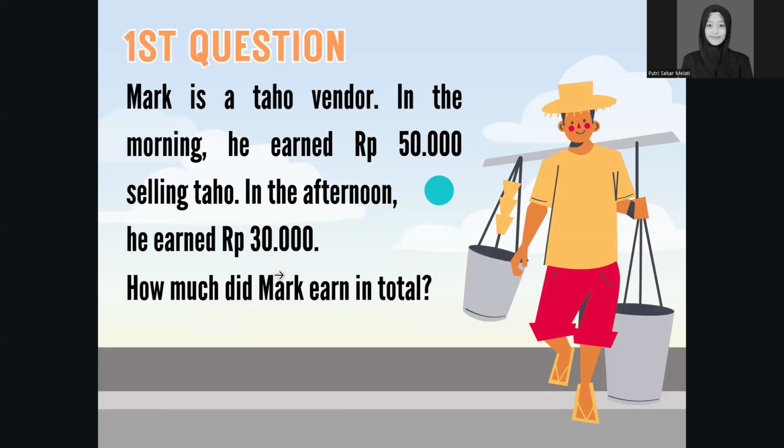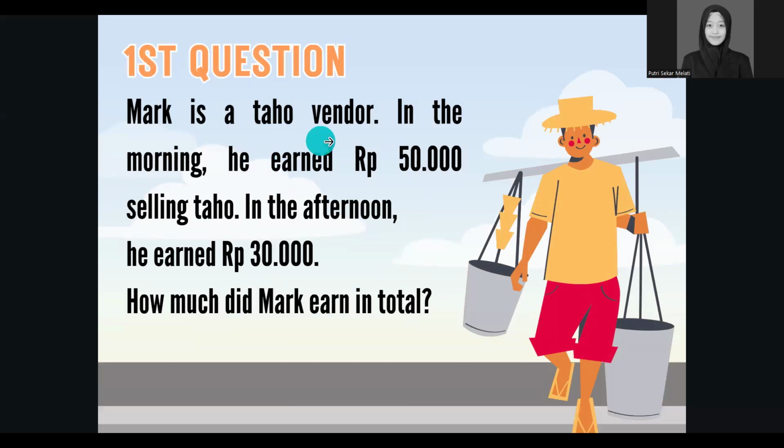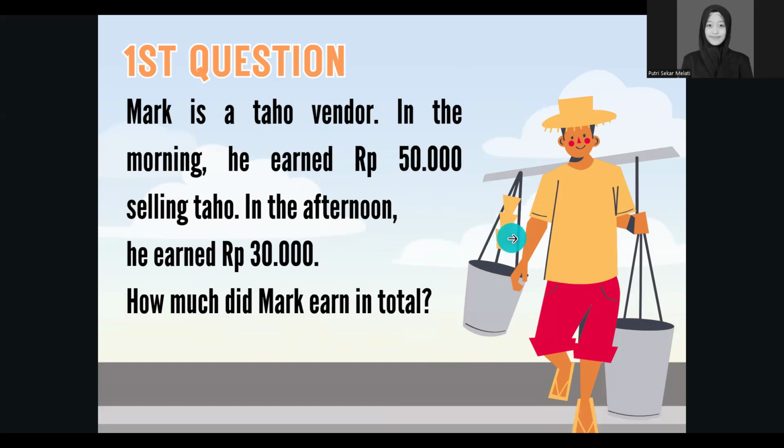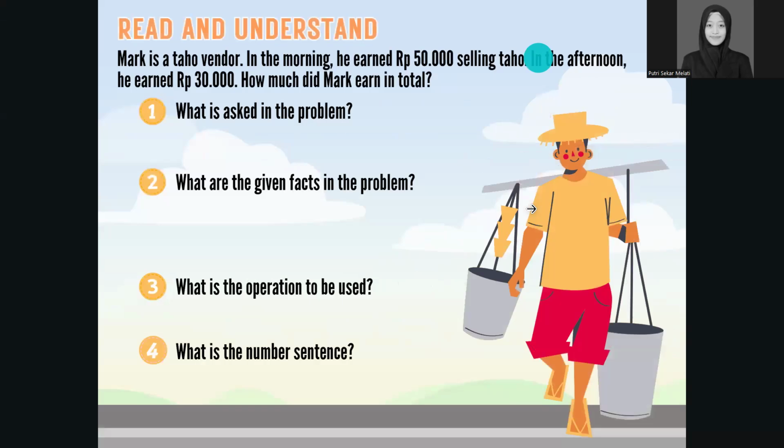For example, this is the story. You have to read the story. Mark is a tahu vendor. In the morning, he earned 50,000 rupiah. In the afternoon, he earned 30,000 rupiah. How much did Mark earn in total? Remember, if it's total, we have to add. So this is the guiding question that helps you find the solution.